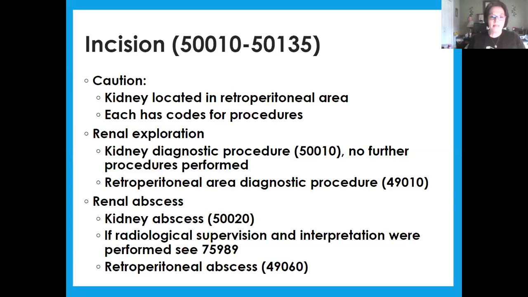Renal abscess, kidney abscess 50020. If radiological supervision and interpretation were performed, see 75989. So that's a radiology code. Retroperitoneal abscess is 49060.